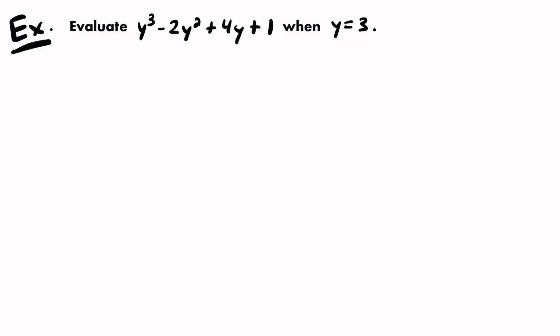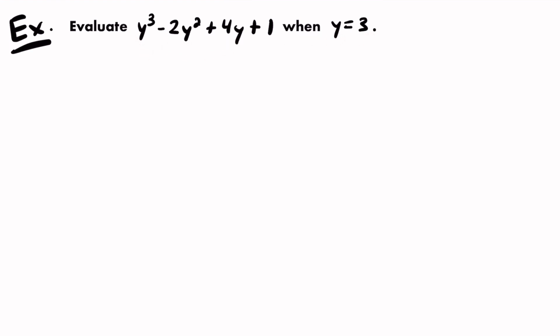For our next example, we want to evaluate this variable expression when y equals 3. Our variable expression is y cubed, or y to the power of 3, minus 2 times y squared plus 4 times y plus 1. There's only one variable here, but we are going to replace all of them with 3. Each of these y's we will replace with 3.